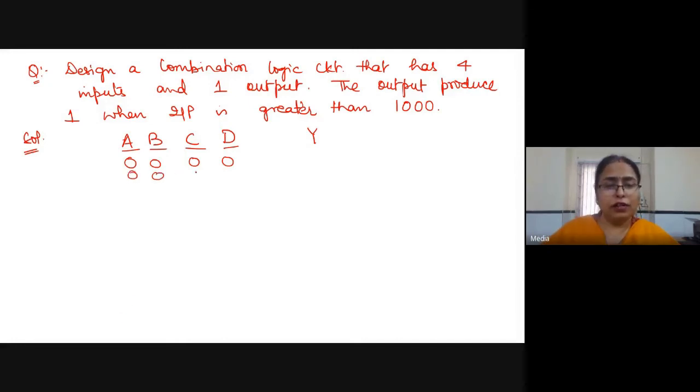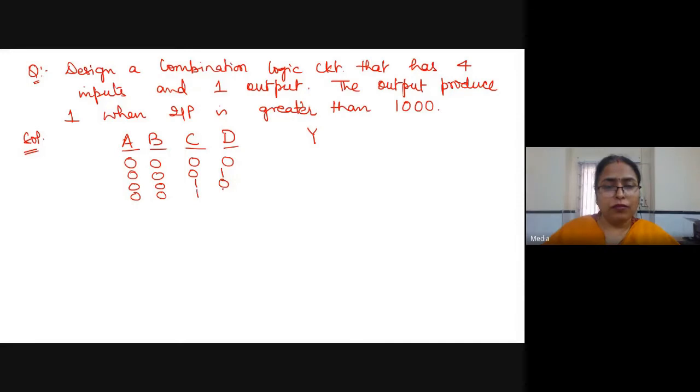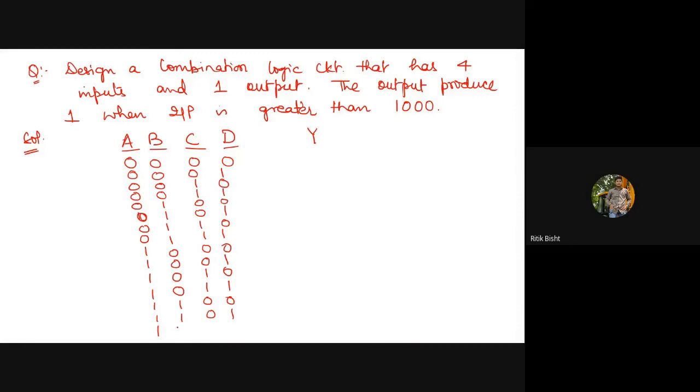Binary counting. Start counting. 0 0 0 1, 0 0 1 0, 0 0 1 1, 0 1 0 0, 0 1 0 1, 0 1 1 0, 0 1 1 1, 1 0 0 0, 1 0 0 1, 1 0 1 0, 1 0 1 1, 1 1 0 0, 1 1 0 1, 1 1 1 0, 1 1 1 1.